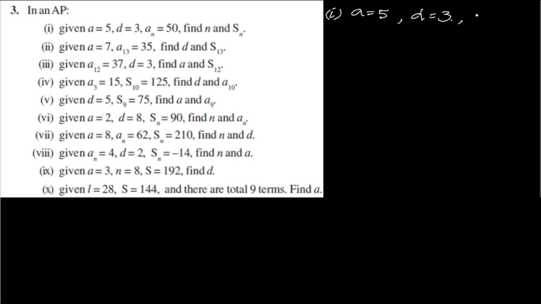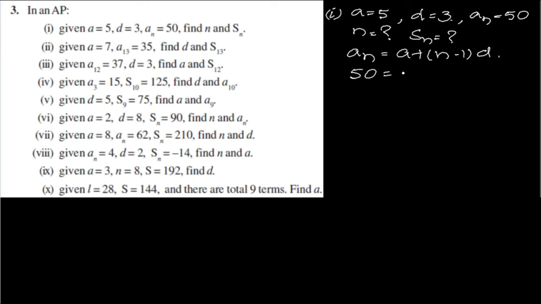They have given the nth term, an is 50. Here we need to find the number of terms and the sum of the terms. We'll use the formula an = a + (n - 1)d. Here an is 50, which is equal to 5 + (n - 1) times d, where d is 3. So (n - 1) times 3 will be equal to 45. So n - 1 is 15, n will become 16.